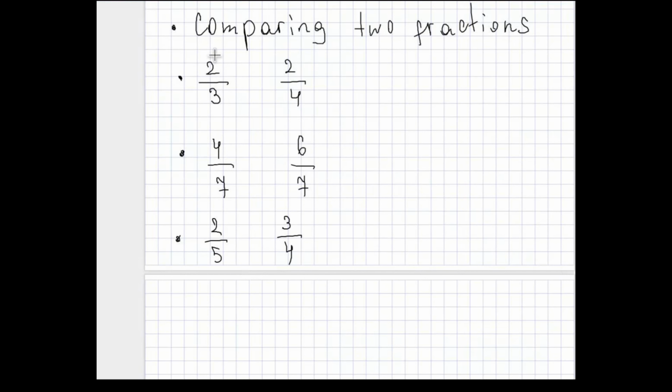It's kind of 2 apples for 3 people and 2 apples for 4 people, in which case they will get more pieces. Of course, when 2 apples are shared among 3 people. So 2 over 3 is more than 2 over 4. So again, 2 apples for 3 people and 2 apples for 4 people.